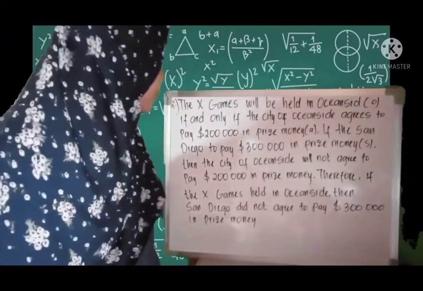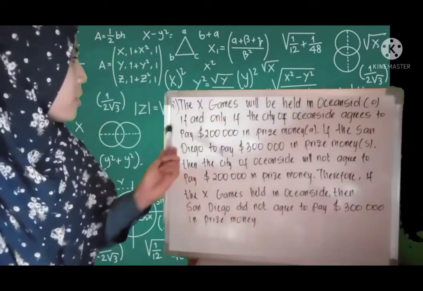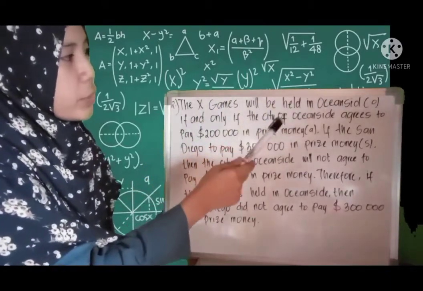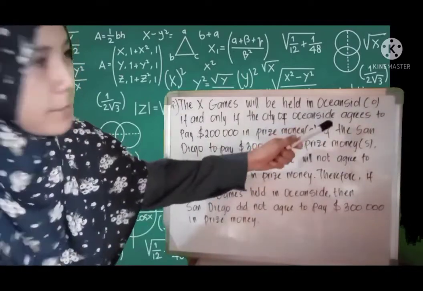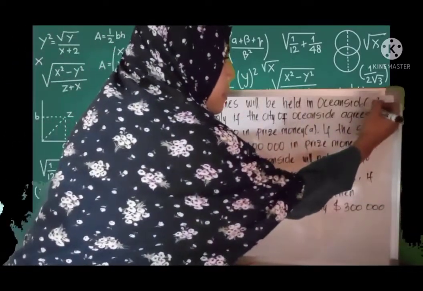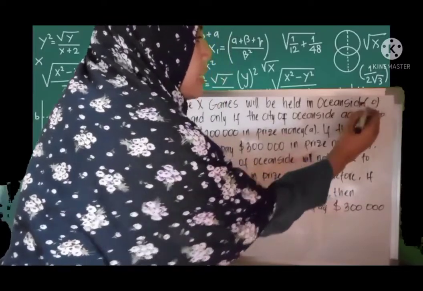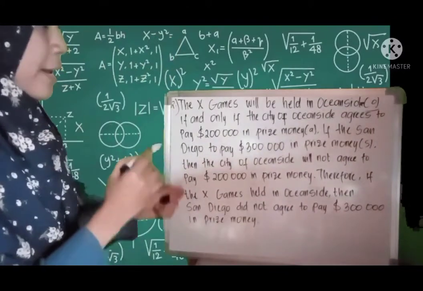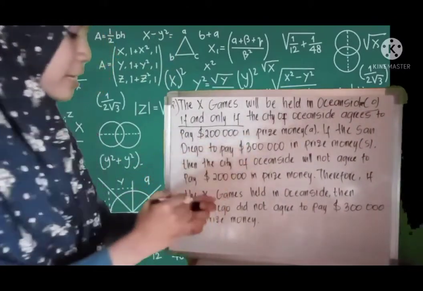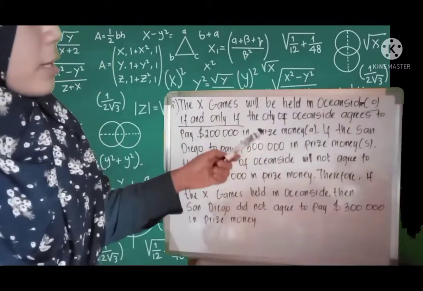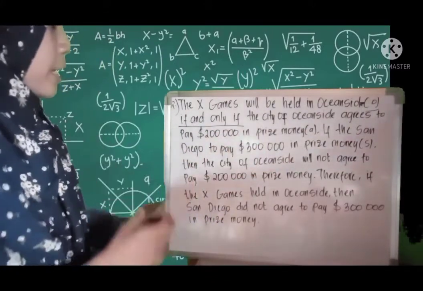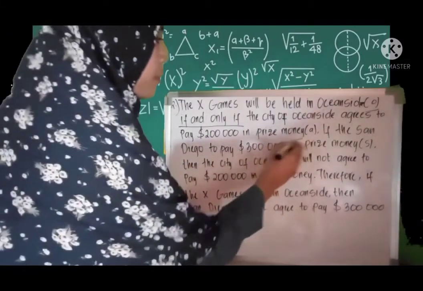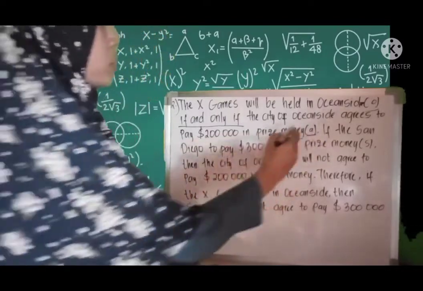So, sa exercise number 2 naman, medyo marami-rami to. The X Games will be held in Oceanside. Oceanside represent as letter O. If and only if the city of Oceanside agrees to pay 200,000 in prize money. Money represent letter A. Oceanside yan ha.